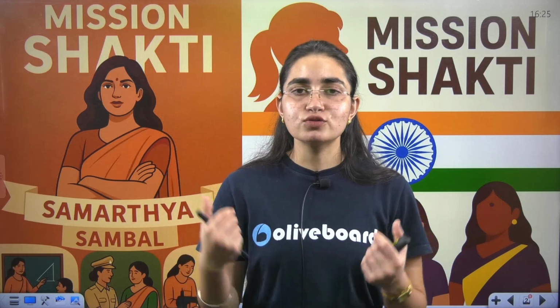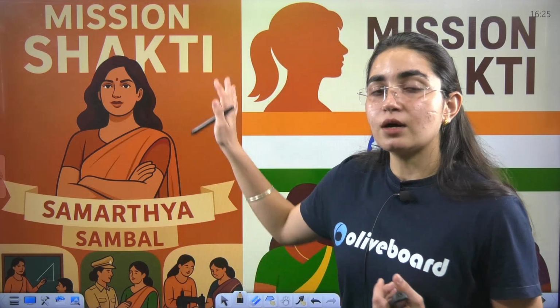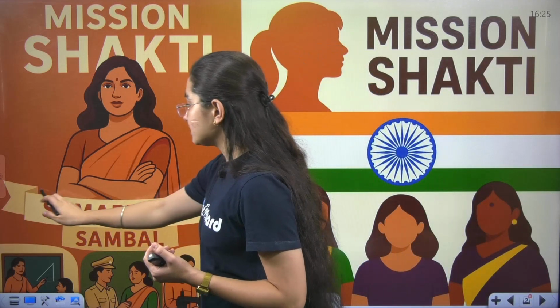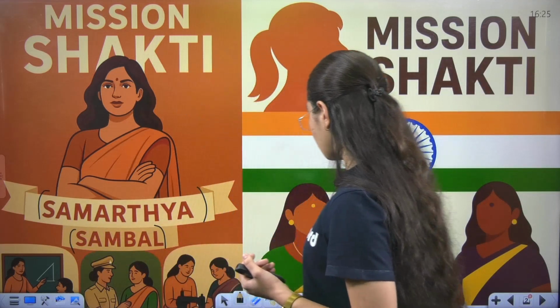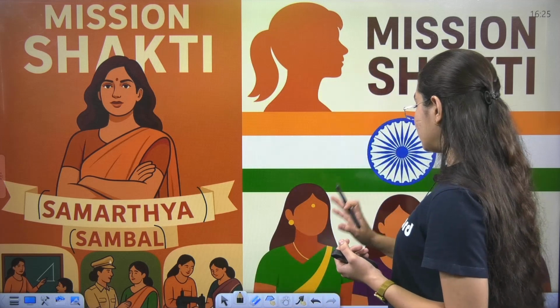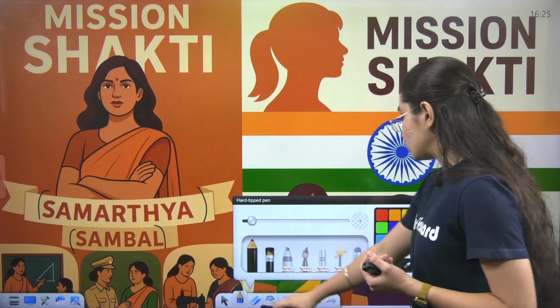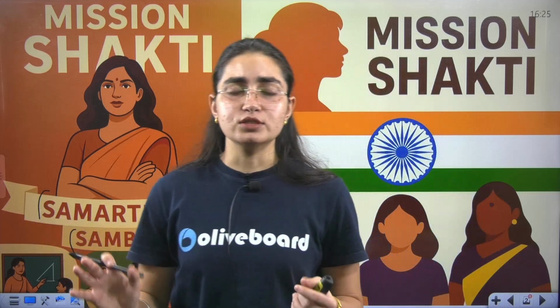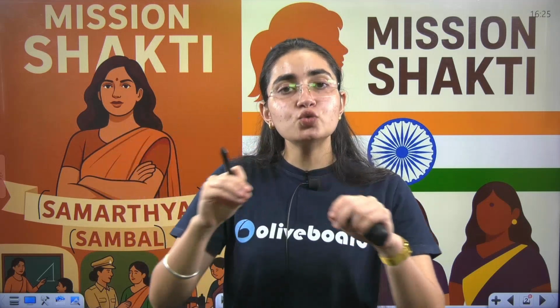So you can see on the screen here is a poster of Mission Shakti in which it is written Samarth and Sambal, right? Everyone is able to hear, everyone is able to read that Mission Shakti has two components here, Samarth and Sambal. We will cover these later, but before that we'll see what exactly is Mission Shakti, because these are two arms of Mission Shakti.